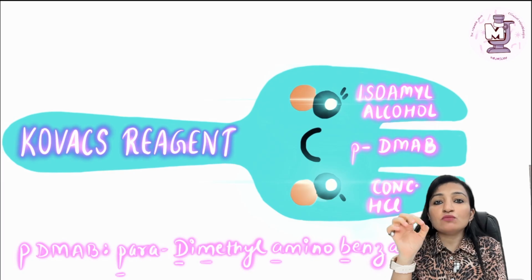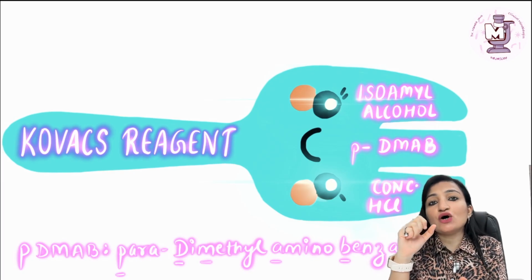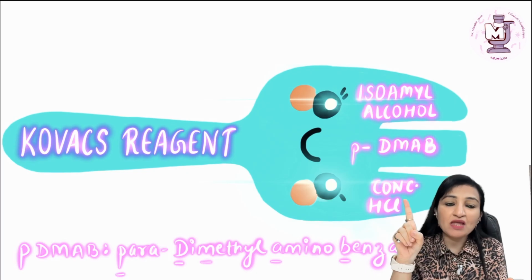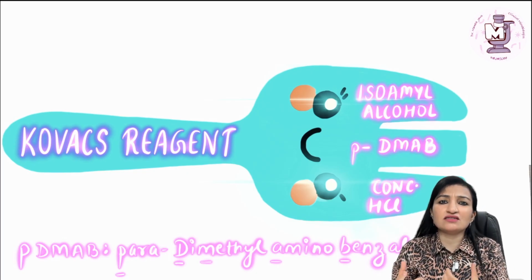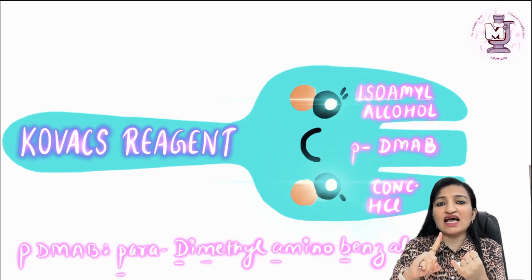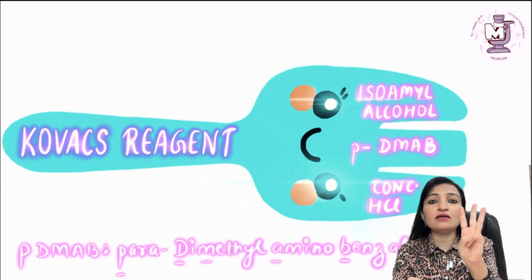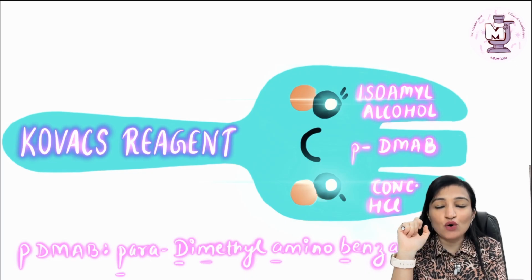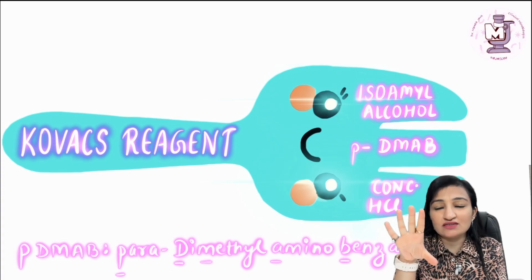Now coming to a few details about Kovacs reagent. Kovacs reagent has 3 important components whose names at least you should know. To recall the names, recall what we used to learn in chemistry classes in 11th and 12th standards. We used to learn about alcohols, acids and aldehydes. So Kovacs reagent has 3 important components. One is an alcohol, that is isoamyl alcohol. One is an acid, that is concentrated hydrochloric acid, concentrated HCl.